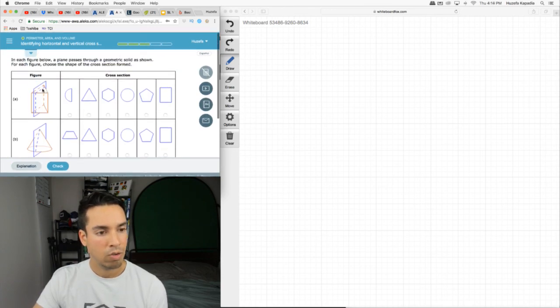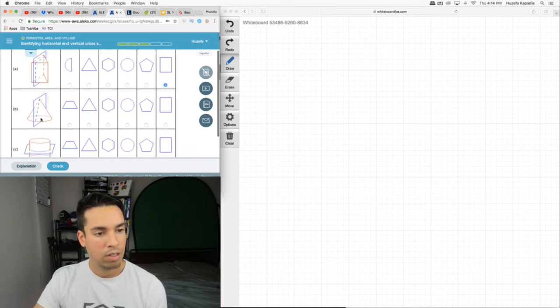All right, here we go. We got a cross section across. What's going to come out? We cut this off, and we're going to get a perfect rectangle right there. This one is going to be a triangle.